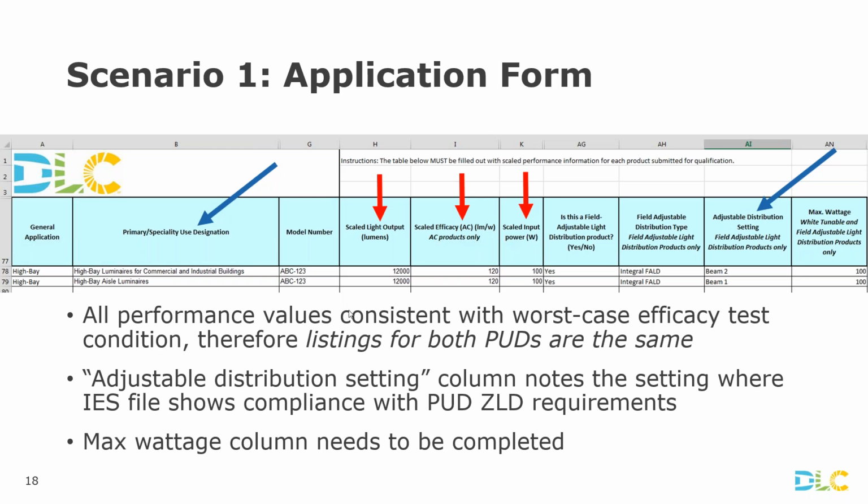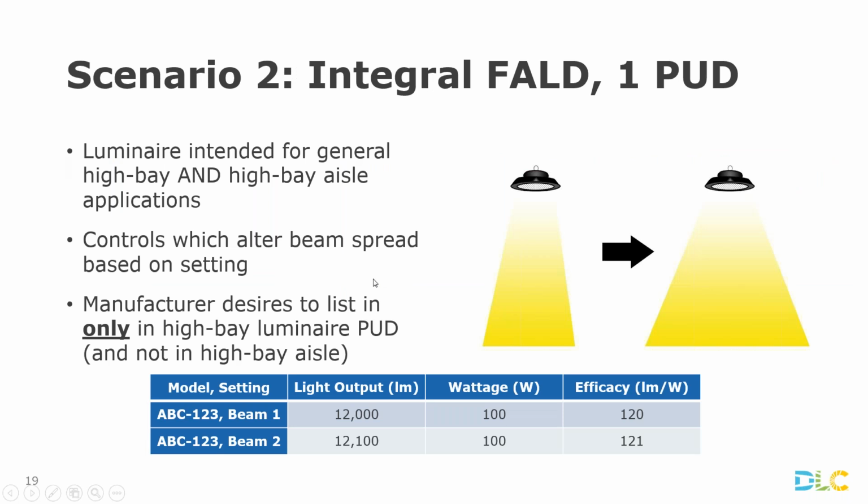All right, so if we move on to the next slide, the second scenario that we wanted to walk through is similar, but rather than the manufacturer applying for listing on the DLT QPL in both the high bay and high bay aisle primary use designations, now let's imagine this same product where the manufacturer only wants the product to be listed in the high bay luminaire application, primary use. That is, they don't desire a listing in the high bay aisle primary use designation. Same performance information, same products, but different listing desires from the manufacturer.